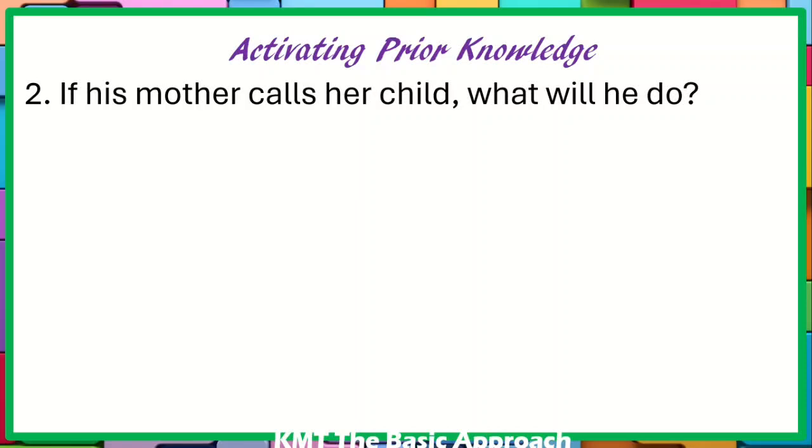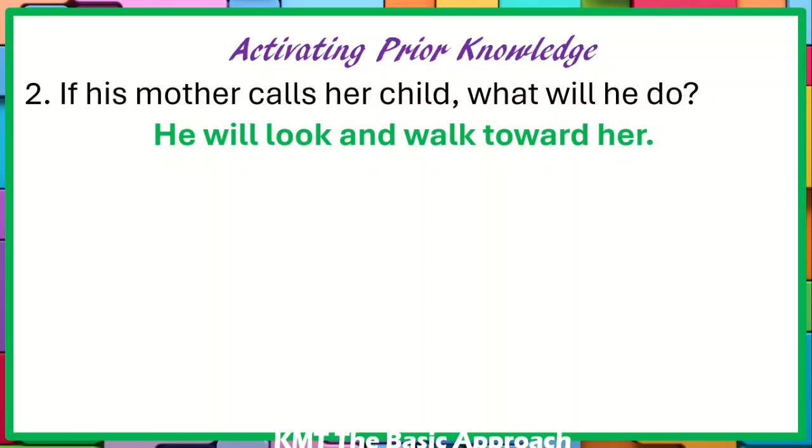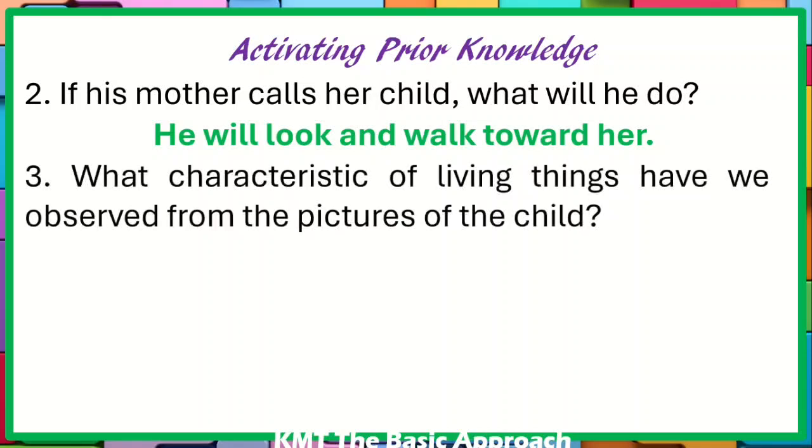Number 2. If his mother calls her child, what will he do? Good job! He will look and walk toward her. Number 3. What characteristic of living things have we observed from the pictures of the child? Amazing! Living things grow.